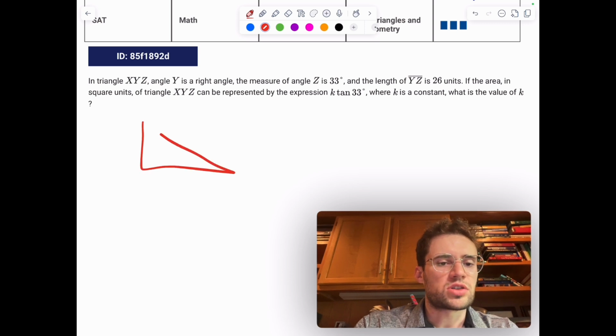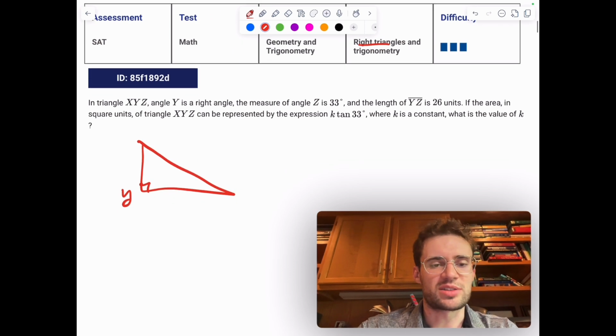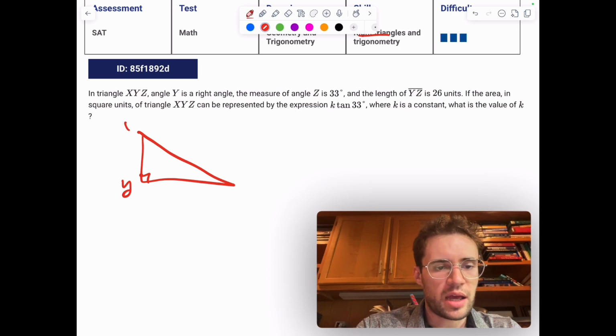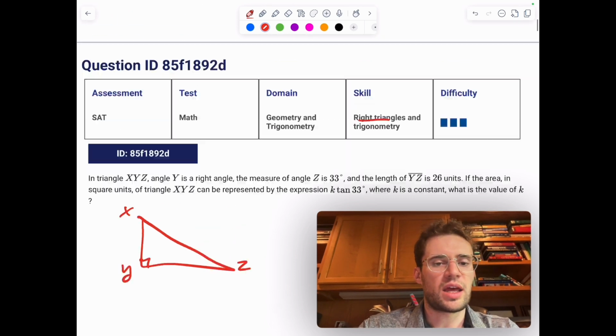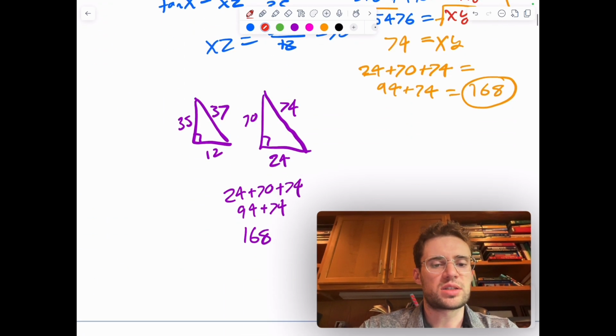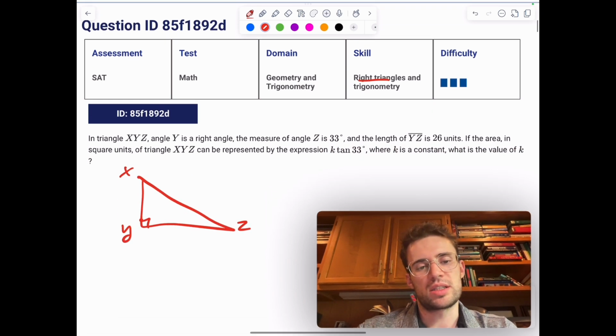So I think we're going to have a lot of right triangles in this set, based on the topic is right triangles and trig. But we've got Y, and then this will be X and Z. So note that this one, Z, was the right angle. This one, Y, is the right angle. Don't assume it's going to be the same triangle.